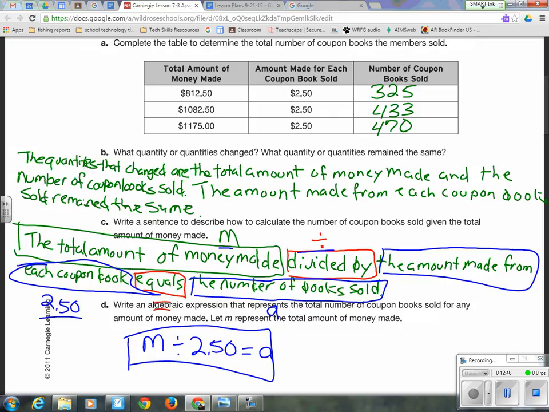What I want you to do for your homework is I want you to finish this worksheet. It's going to be very similar. Make sure you use complete sentences. And for the last part of it, where it says write an algebraic expression, you can just write an algebraic expression. You don't have to write a complete sentence. But for the other things where you have to write sentences, that's what I want you to do. But sit down.